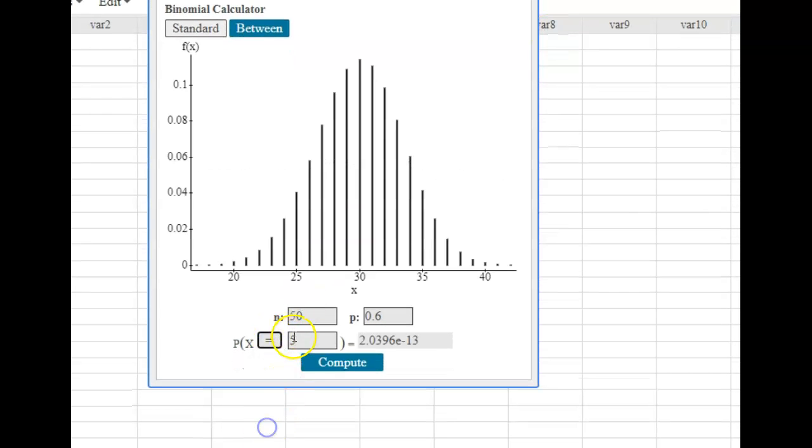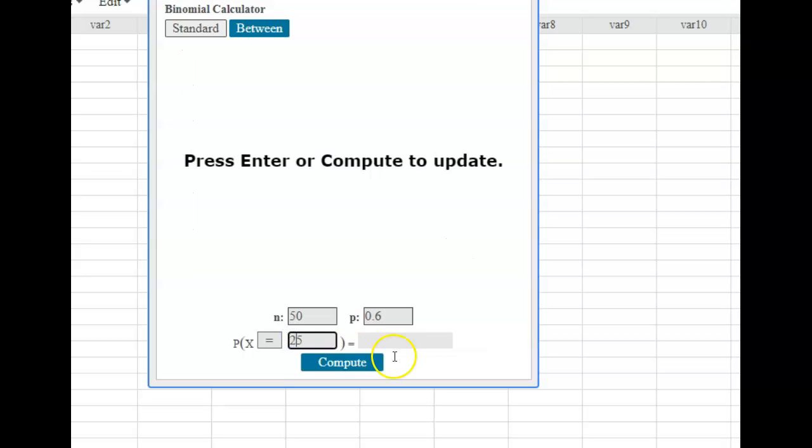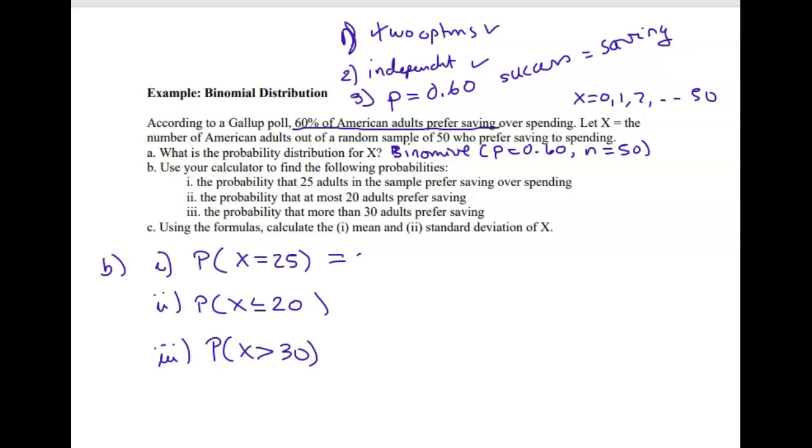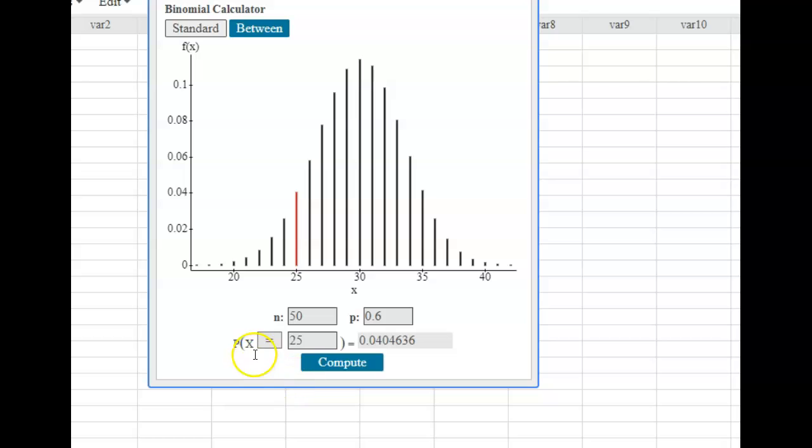X equals 25. Compute. That red bar is x is 25, and it tells you it's 0.0405. Now, the probability that x is less than or equal to 20 will add up the probabilities of x from 0 through 20. So we go back here and change this to x is less than or equal to 20.